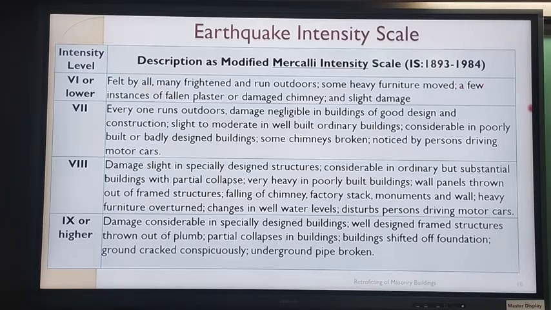Intensity 7 is going to be a little bit more, with damage negligible to buildings with good design and construction, to moderate damage in well-built ordinary buildings, and so on and so forth. So you have levels going up to 9 and higher. In seismic zone 5, what you get are earthquake intensity 9 and 10 situations.